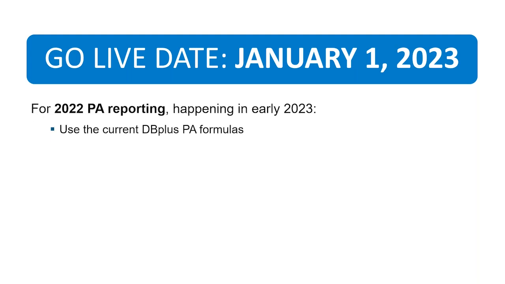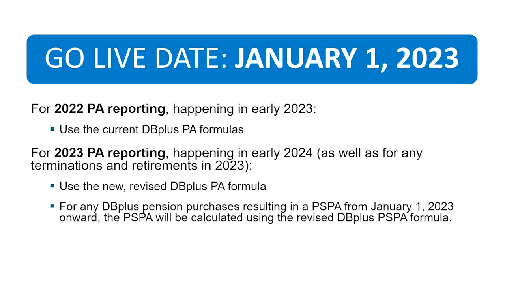So what does this mean for employers? This means that for 2022 PA reporting happening in early 2023, employers will use the current DB plus PA formula. However, for 2023 PA reporting happening in early 2024, as well as for any terminations and retirements that happen over the course of 2023 and beyond, the new formula will be used. This also means that for any DB plus pension purchases resulting in a PSPA from January 1st, 2023 onward, the PSPA will be calculated using the revised DB plus PSPA formula.